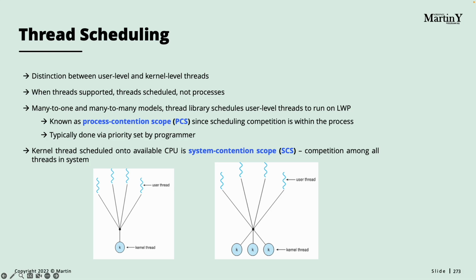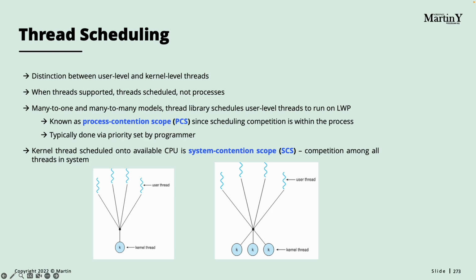Do you remember from the previous lecture what we talked about? Do you remember what the types are? Let's see if somebody remembers. So first of all, if we have one-to-one, what does that mean? Exactly. So for each user thread that is created, you immediately create a kernel thread.